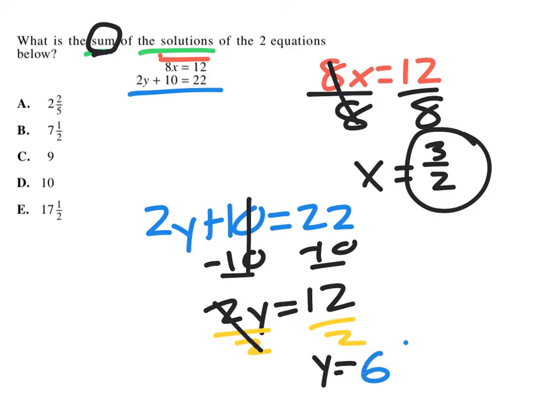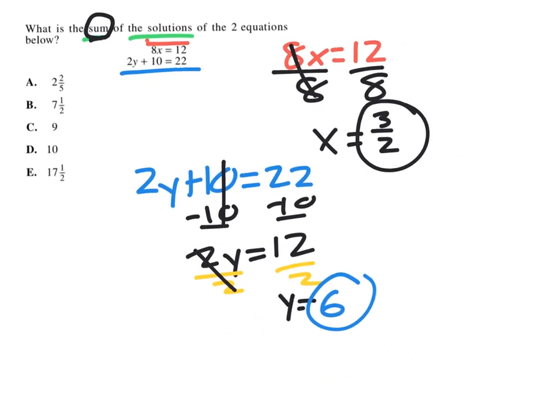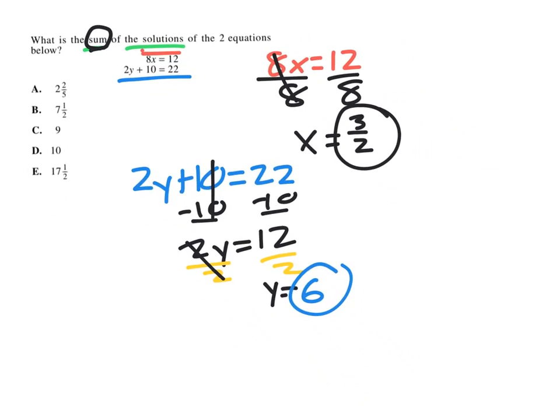So now what are my two solutions? Well, I have a solution of 6 and a solution of 3/2. So what would the sum of those two solutions be? That just means add them. 6 plus 3/2, which again you can put in your calculator, or you can know that that is 6 plus 1.5, which would be 7 1/2.